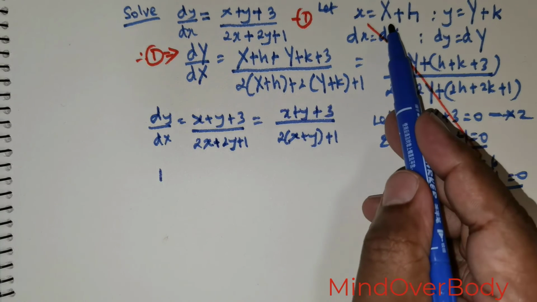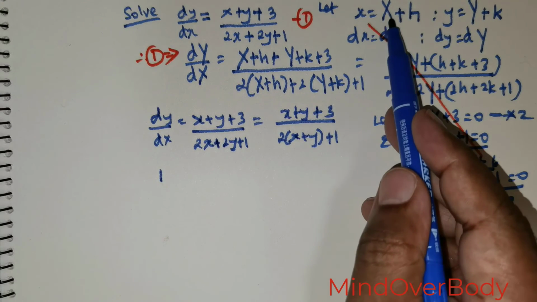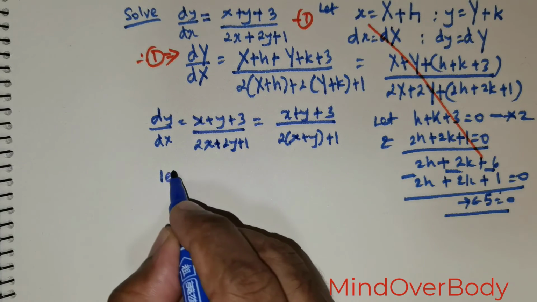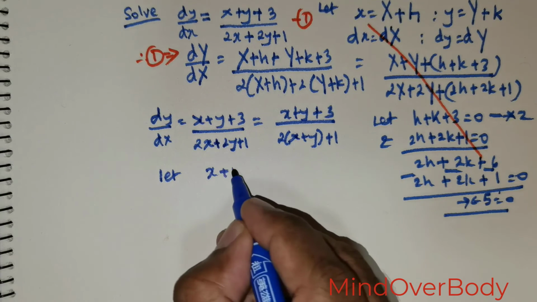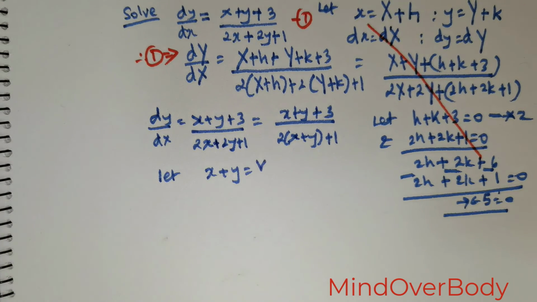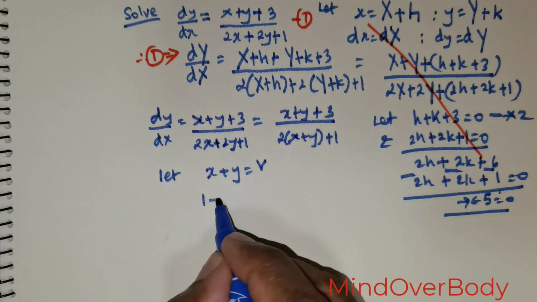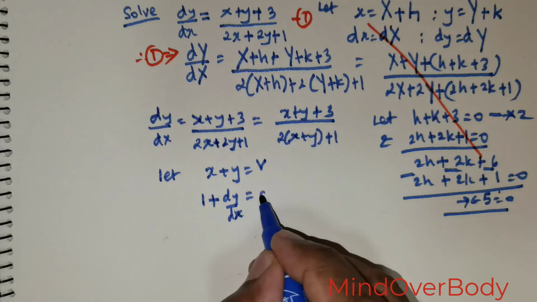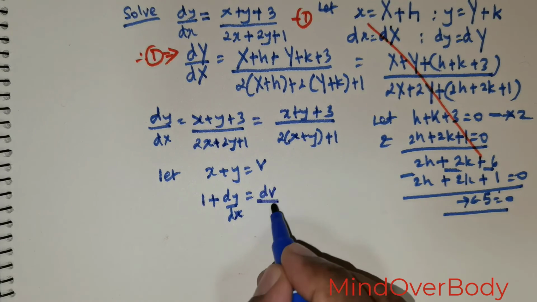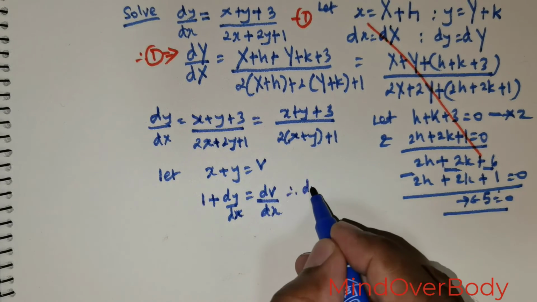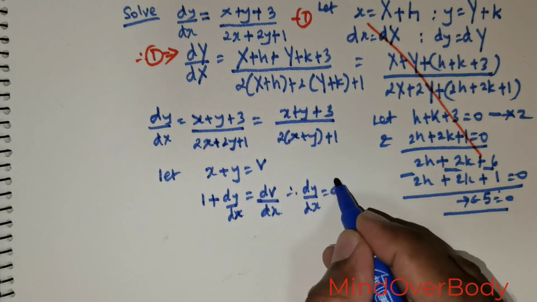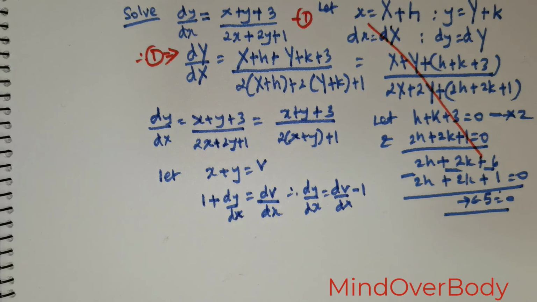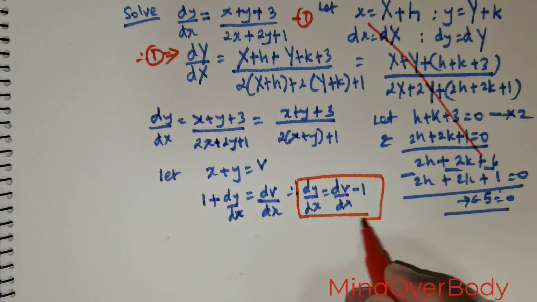Now instead of making this substitution, small x is equal to capital X plus h and small y is equal to capital Y plus k, I'm going to say let x + y be equal to v. So if I differentiate, I get 1 + dy/dx is equal to dv/dx. Therefore dy/dx is dv/dx - 1. So this is the substitution which we will use.